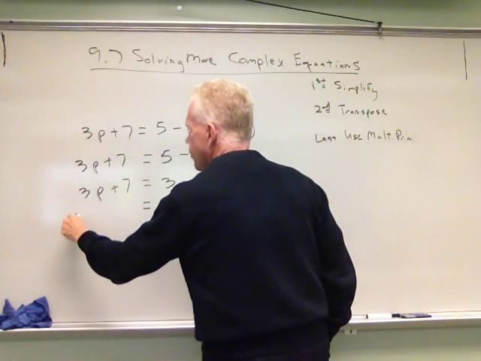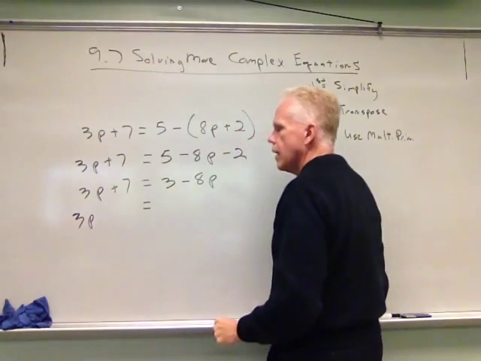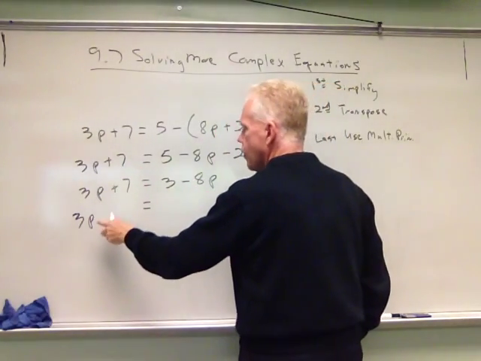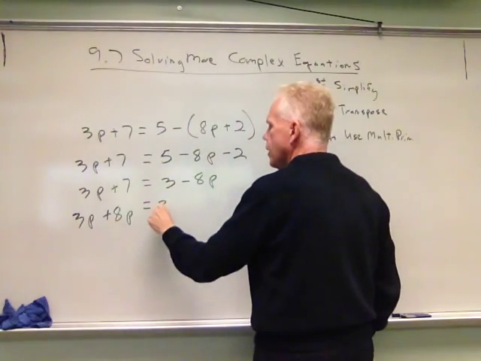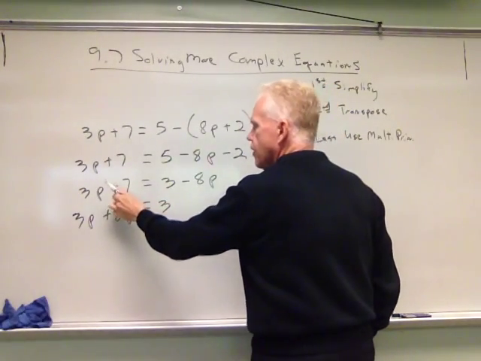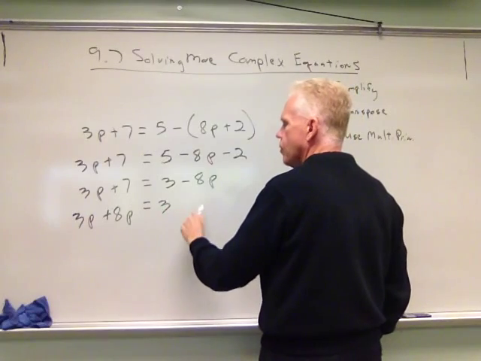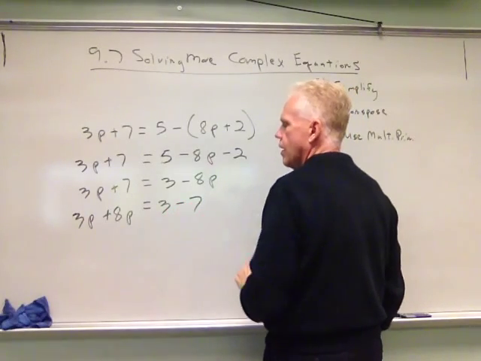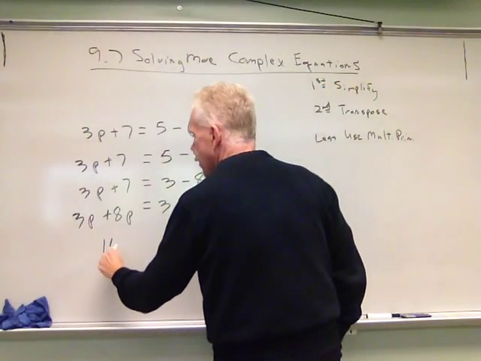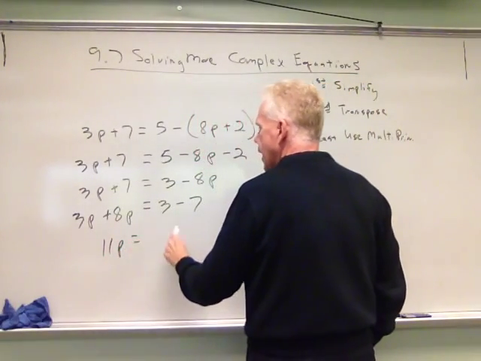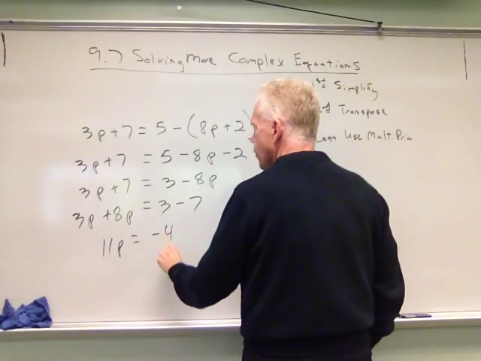So what will happen is the 3p will stay over there on the left. Negative 8p jumps across, becomes a positive 8p. The 3 is good where it's at. The 7 comes across, jumps across, and becomes a negative 7. Okay, so we transposed a couple of things. So we've got 11p here. We've got negative 4 here.